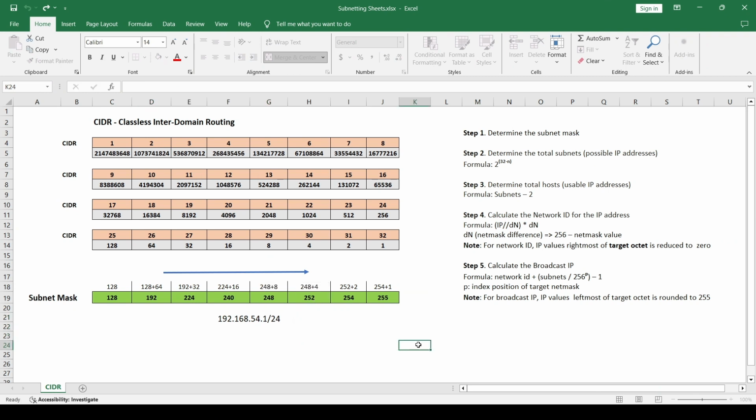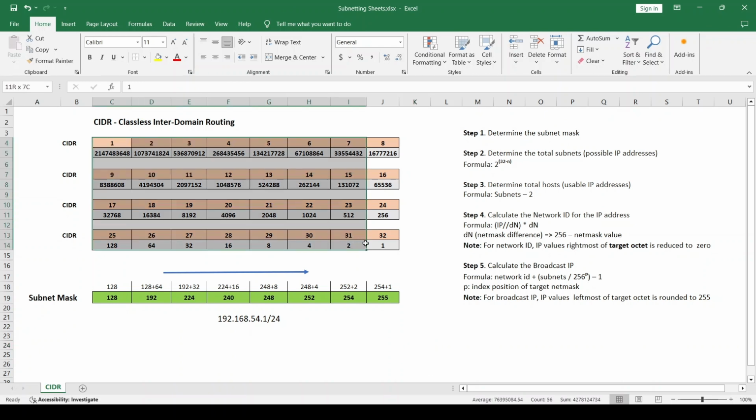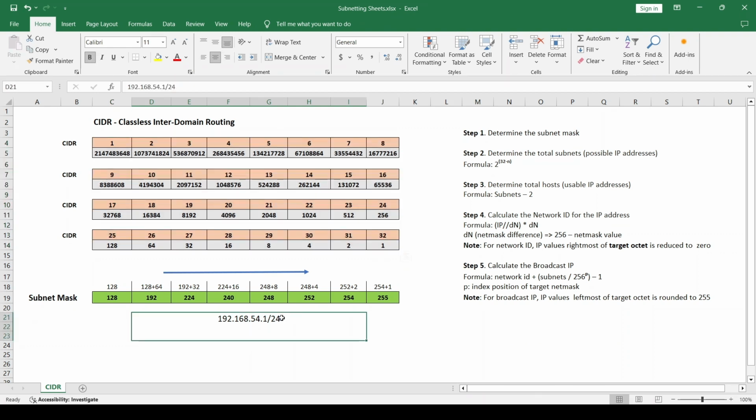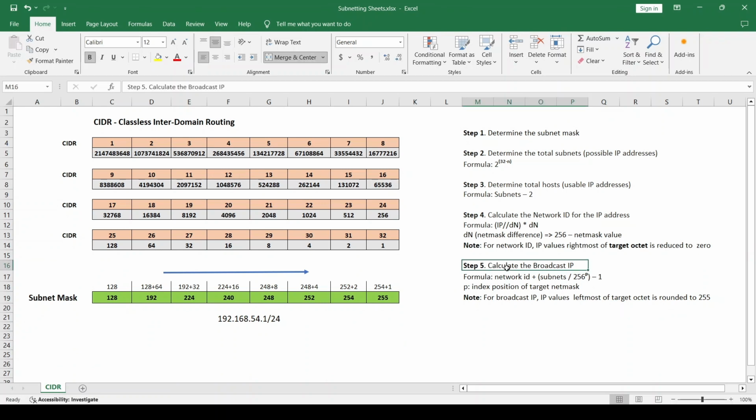All right. Now, let me go over it. We have 32 bits because IP version 4 is a 32-bit architecture. Then the provided CIDR value will determine what our subnet mask is, which we will calculate in a moment. Now, to do this, we determine the subnet mask, determine the total subnets, determine total hosts available, calculate the network ID, and calculate the broadcast IP.